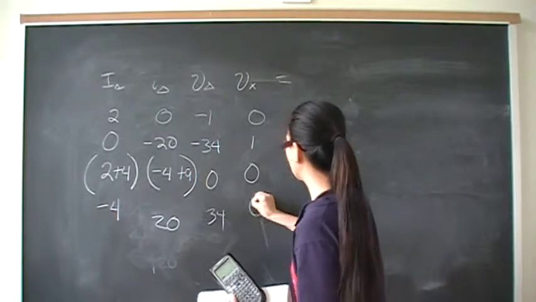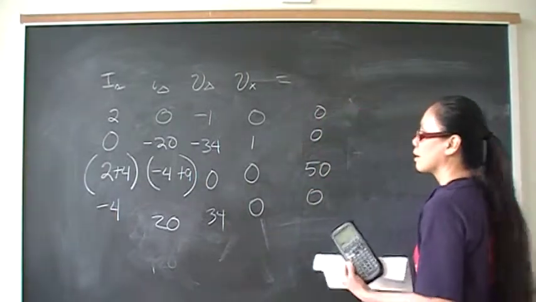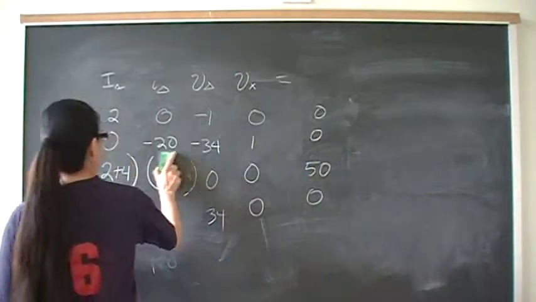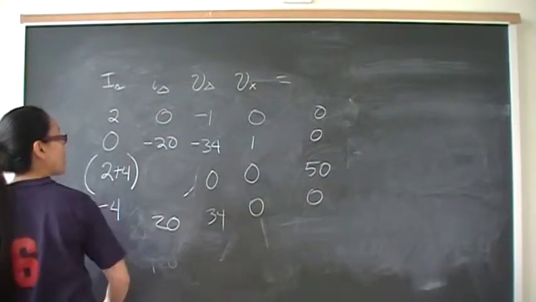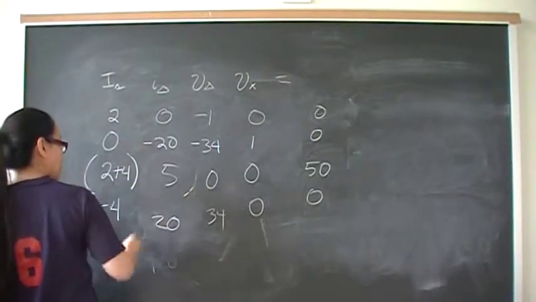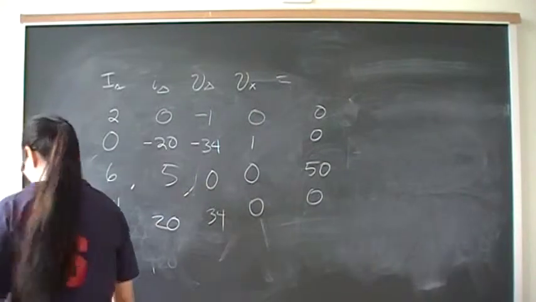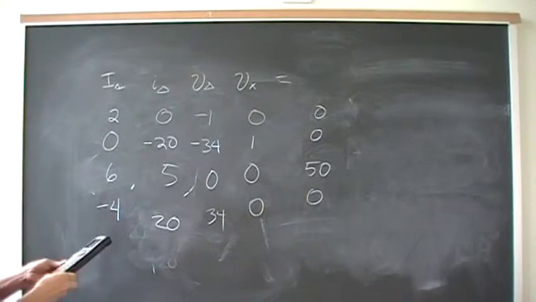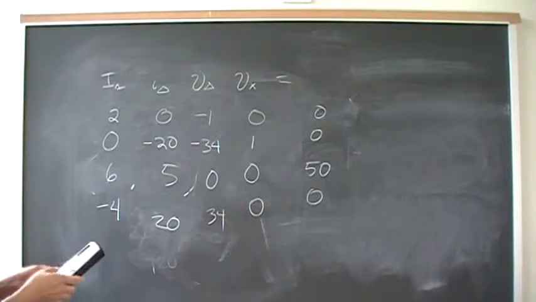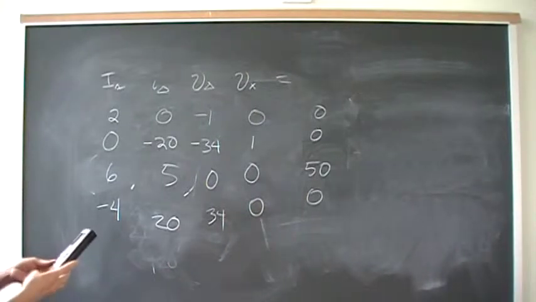So 0 here, 0 here, and let's just substitute this with 5. Negative 4 and 9 is 5. So 2 and 4 is 6. Okay, so let's put that matrix in and solve everything, find out what everything is.